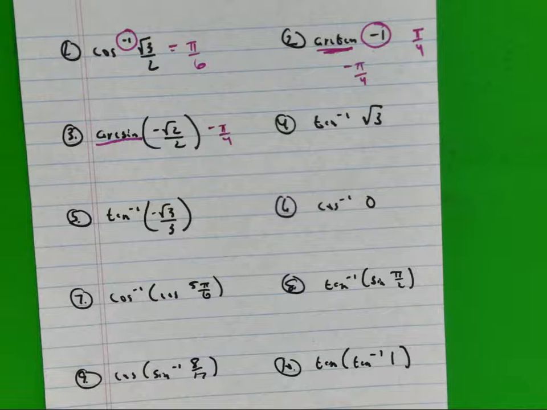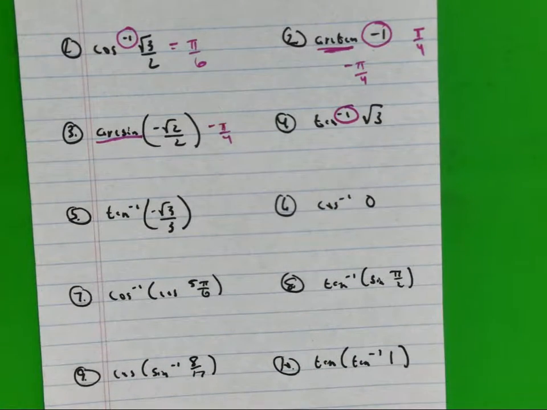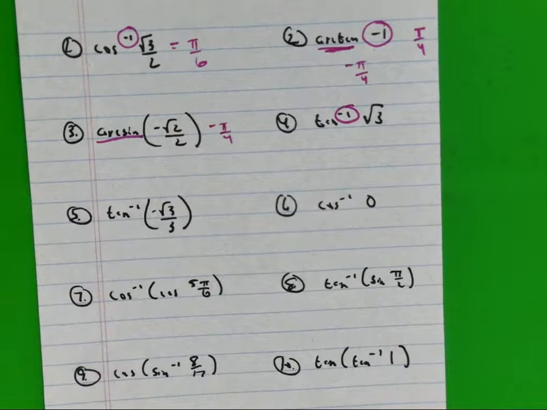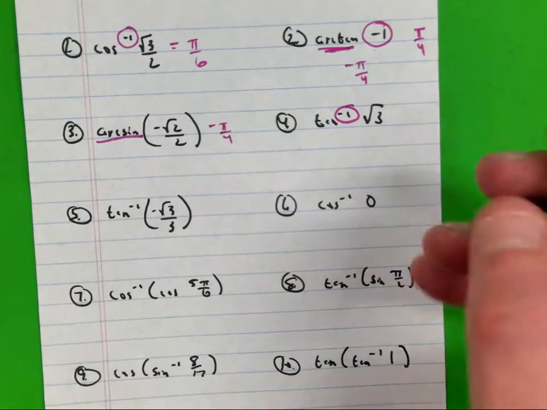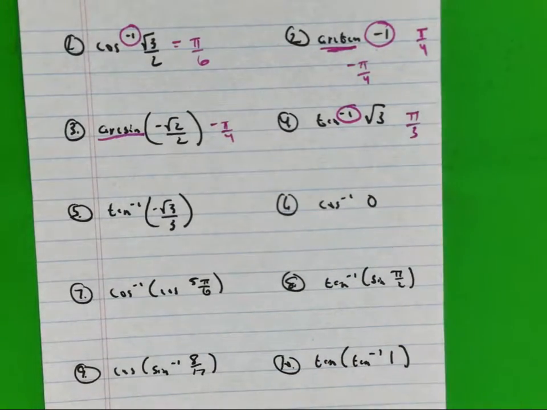Number 4, arc tan of square root of 3. Arc tan lives in, this lets me know to think backwards, lives in what quadrants? 1 or 4. What do you notice about this tangent? Positive or negative? Positive. What family gives you a square root of 3 for tangent? Pi over 3. Which family member of pi over 3 lives in quadrant 1? Thank you.